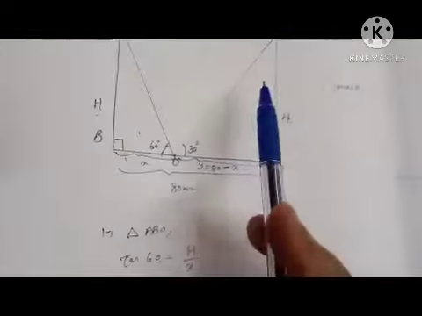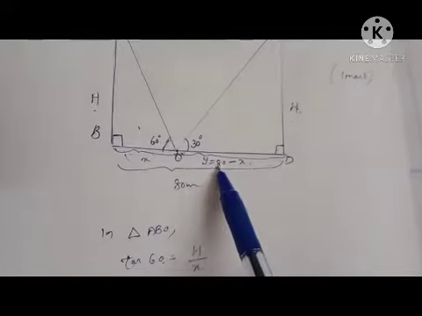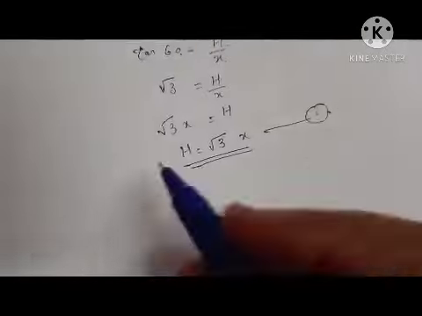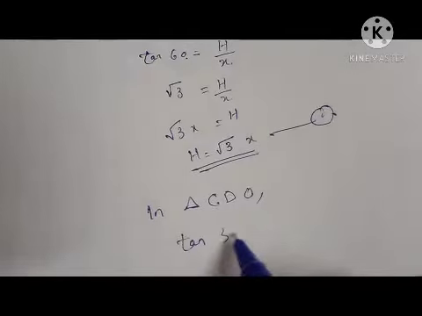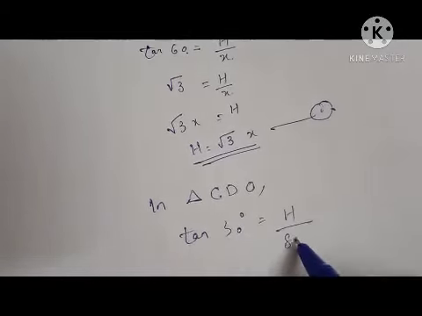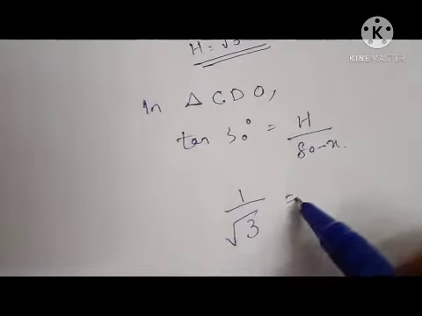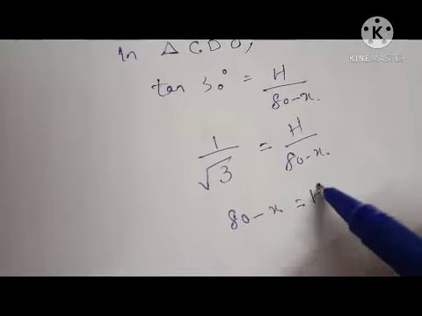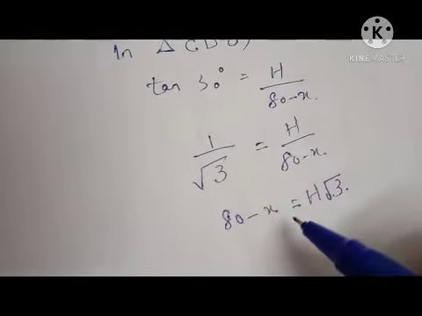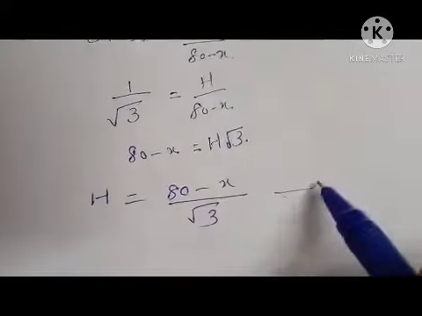Next we consider the right triangle CDO. This angle is 30 degrees, the opposite side is H, and the adjacent side is 80 minus X. So in triangle CDO, tan 30 equals H by 80 minus X. Tan 30 is 1 by root 3, so 1 by root 3 equals H by 80 minus X. Then we transpose this and get 80 minus X equals H root 3, so H equals (80 minus X) by root 3. This is equation number 2.